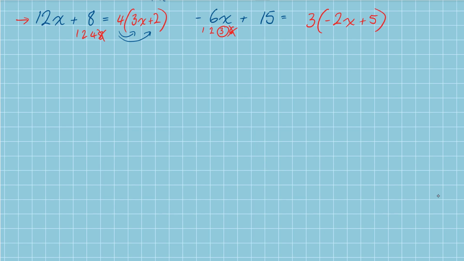So there we go. And let's just make sure we got this one correct, because it was a little bit curly, this one. 3 times 2 is 6, 3 times minus 2 is minus 6, minus 6x, good. And 3 times 5 is 15. So that was correct as well. So there you go. Hopefully you got those two answers.